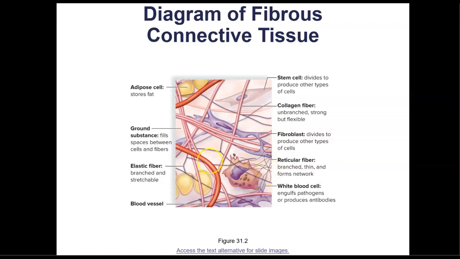Some of the cells of connective tissue include adipose or fat cells, stem cells that can divide and produce other cells, like whenever your tissues function in repair and growth. And then we have fibroblasts that produce these fibers. We have white blood cells that engulf pathogens and destroy them. So all different types of cells and fibers and ground substance make up connective tissue.